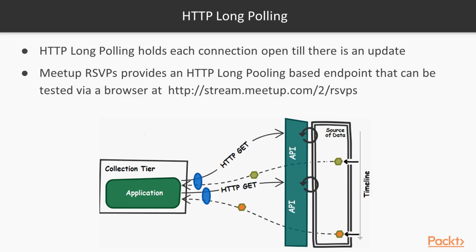Okay, now let's discuss HTTP long polling. In this case, the collection tier opens a connection via an HTTP GET request. The streaming API holds this connection open until there is new data to be sent. In turn, the collection tier immediately opens a new connection and the cycle is repeated.